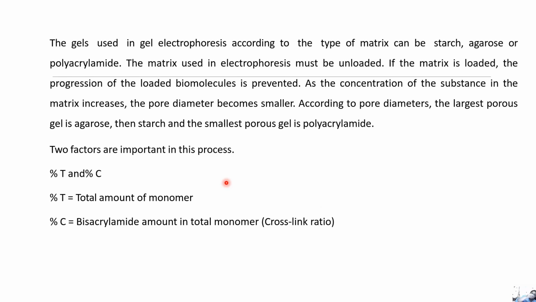The gels used in gel electrophoresis, according to the type of matrix, can be starch, agarose, or polyacrylamide. The matrix used in electrophoresis must be uncharged. If the matrix is charged, the progression of the charged biomolecules is prevented. As the concentration of the substance in the matrix increases, the pore diameter becomes smaller. According to the pore diameters, the largest porous gel is agarose, then starch, and the smallest porous gel is polyacrylamide.